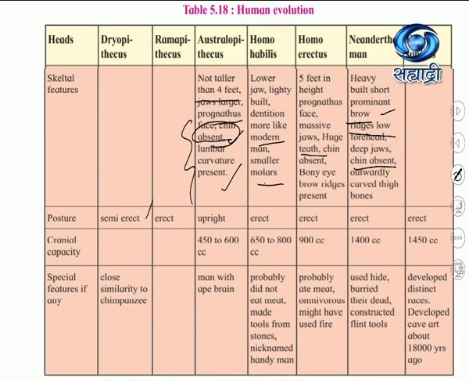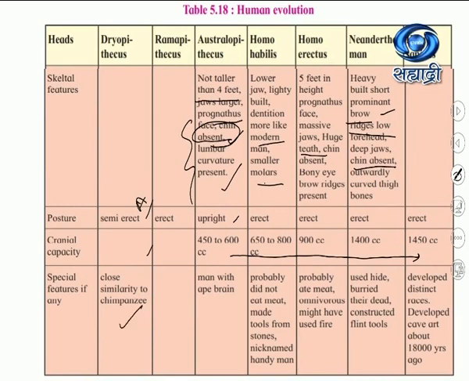Posture, Dryopithecus was semi-erect. So he was almost like an ape. Ramapithecus now started becoming erect. Australopithecus is a connecting link, upright, and then all are erect. All of us are walking on two legs. We have an erect posture. Cranial capacity, we are not talking about Dryopithecus and Ramapithecus because it was about 400 cc or lesser. But Australopithecus, see how the cranial capacity increased. 450 to 600, then 800, 900, 1400, and finally 1450.